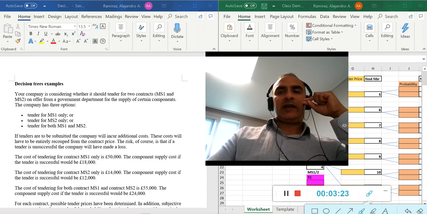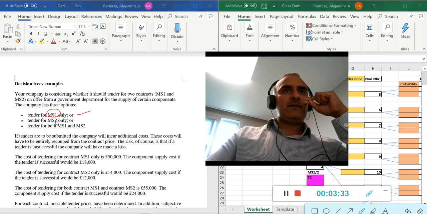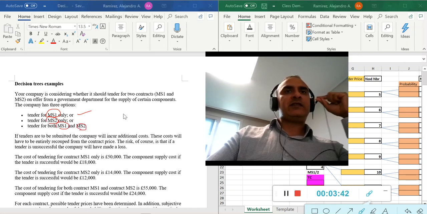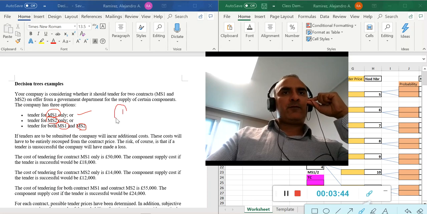This company, for example, has a tender for service 1, MS1, which is only one tender, or an application for MS2, or an application for MS1 and MS2. So they are trying to decide, should we apply for project 1, for project 2, or for project 1 and 2?